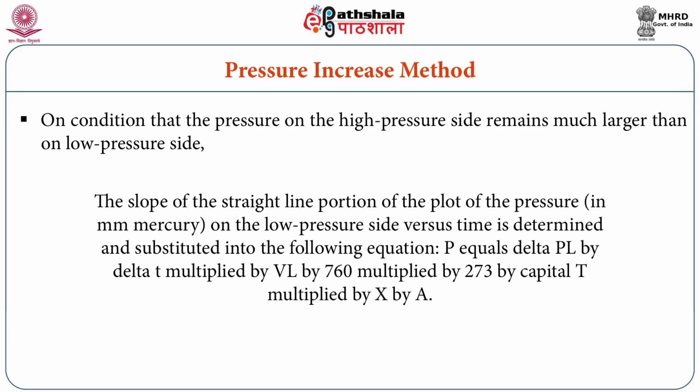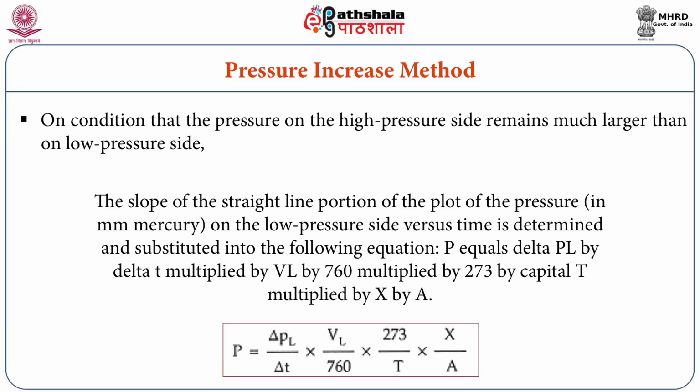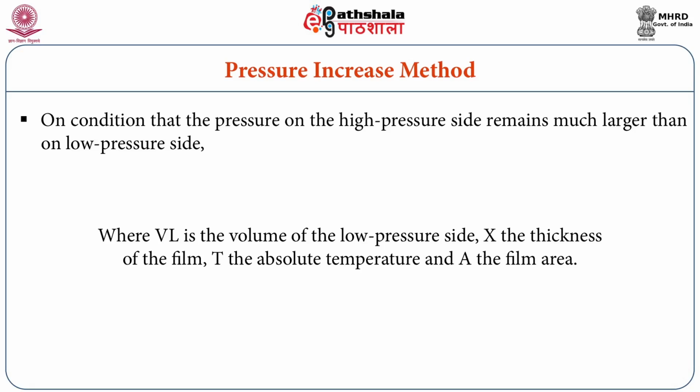The slope of the straight line portion of the plot of pressure in mm mercury on the low pressure side versus time is determined and substituted into the following equation, where P equals ΔPL/ΔT multiplied by VL/760 multiplied by 273/T multiplied by X/A, where VL is the volume of the low pressure side, X is the thickness of the film, T is the absolute temperature, and A is the film area.